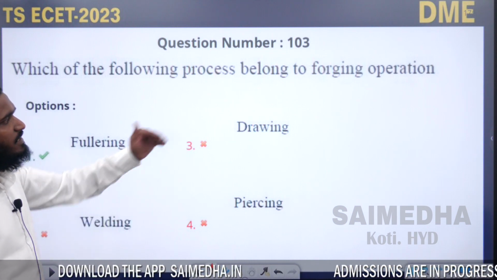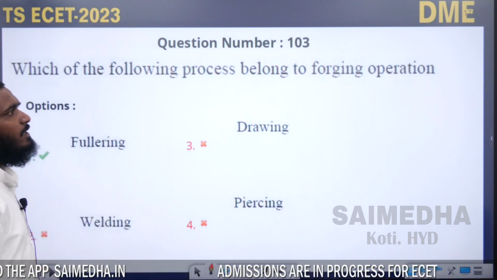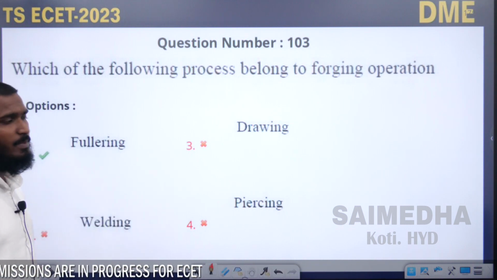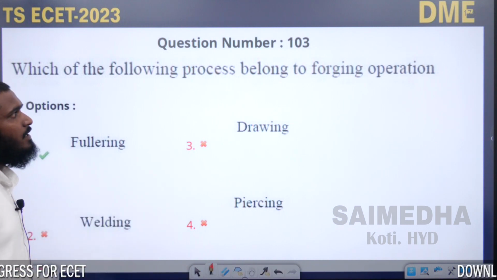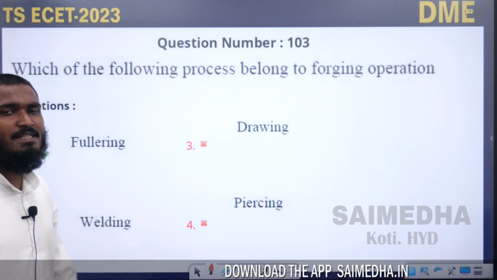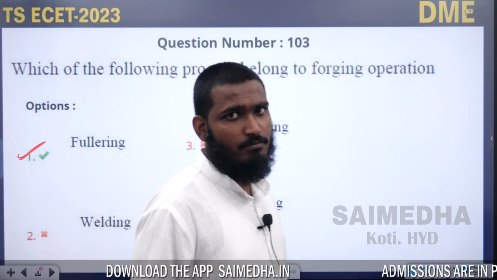Fullering, welding, piercing, drawing. Drawing, if you are taking it as a sheet metal operation, means that will be different. Piercing is also a sheet metal operation. Welding is different. So what is the forging operation we are having over here? Fullering. Okay, fullering is actually related to the drawing down operation.